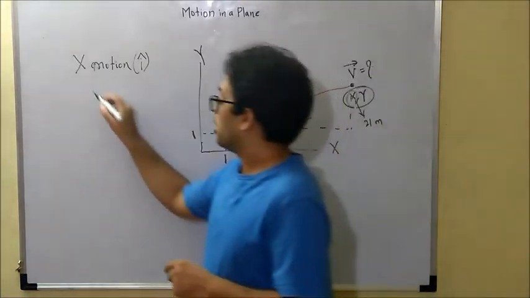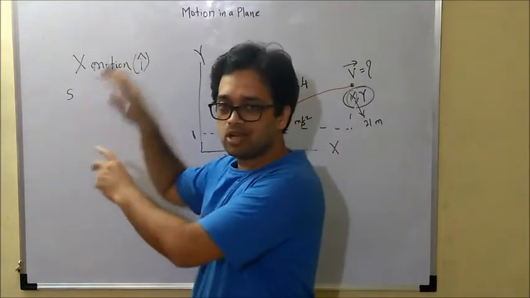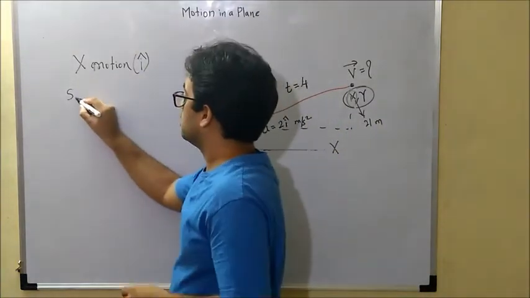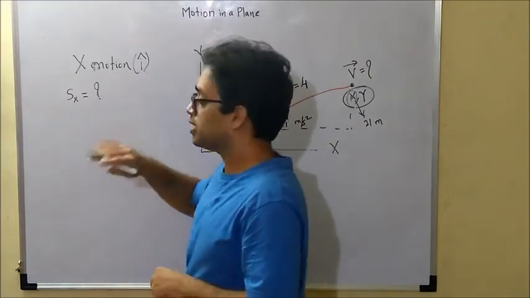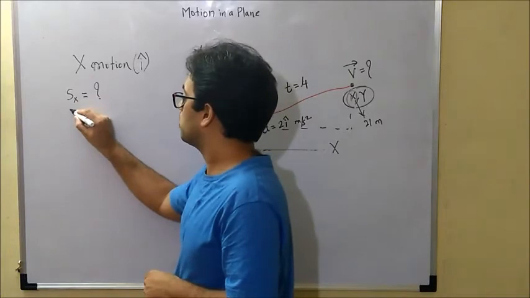Now what all data do you have? Same data. I just rubbed it off, so I'll have to write it again. So Sx, now you have it, but even if you didn't have it, it was possible to find velocity.